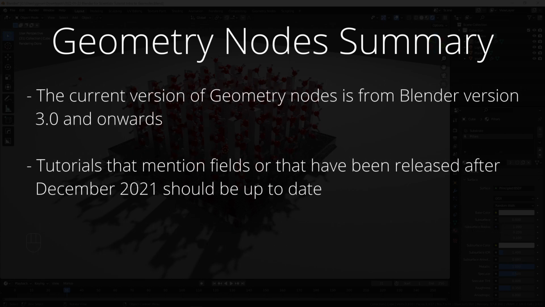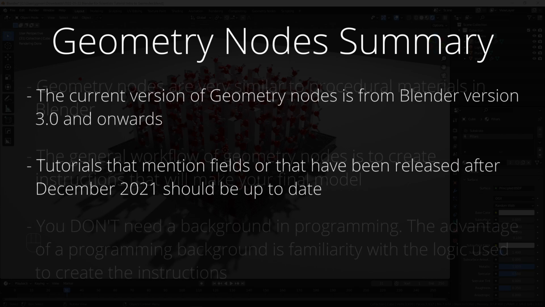Geonodes relies on having Blender version 3.0 or onward. Older versions, such as 2.93, may contain the prototype geometry node system, but it is very different, and you likely won't find any tutorials for it going forward. Newer versions of geometry nodes use a fields system. It is usually a safe bet that if the tutorial mentions fields or has been released since December 2021, then it's using the most up-to-date version.